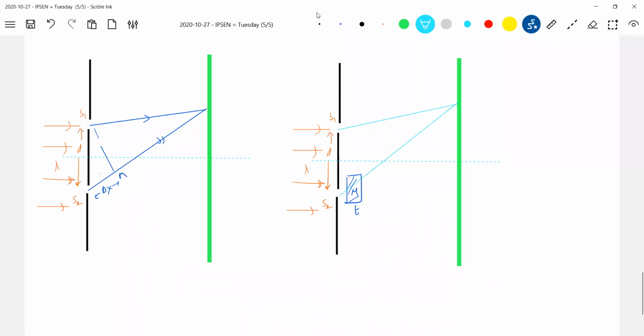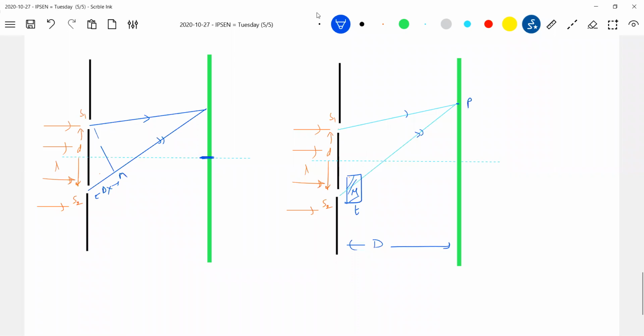Now, those who could not get it in the regular class, I'm trying to explain. Please follow it here. So how to write that path difference equation is the whole concept.